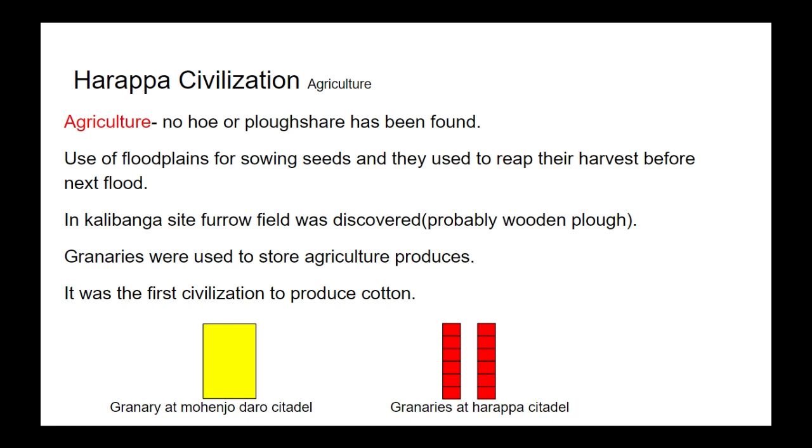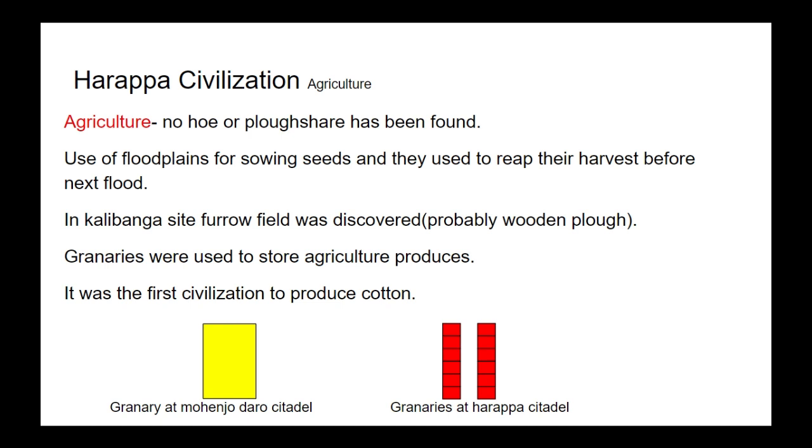But in Kalibangan, we found a furrow field, and this was probably done with the help of a wooden plough. We don't find any plough, and probably the wooden plough got destroyed over time. After they did agriculture, the agriculture produce was stored in granaries.